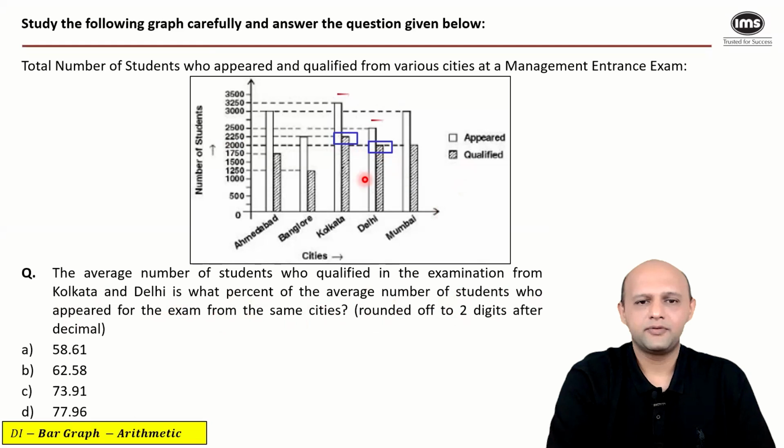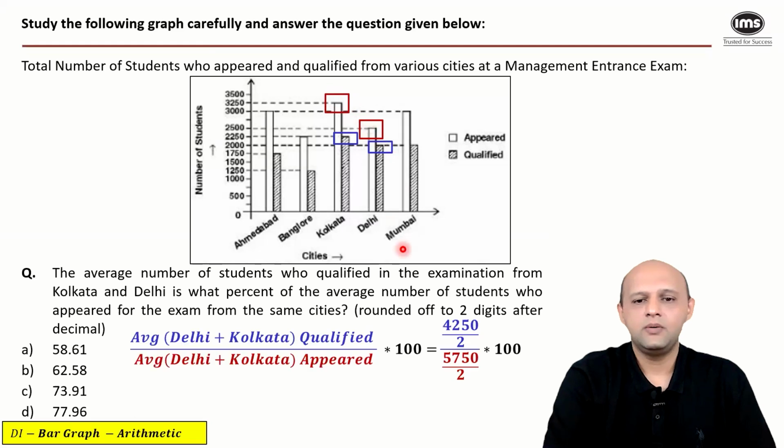And what is the number of students who have appeared? The number of students who have appeared is 3250 and 2500, which is how much? 5750. Now, 4250 upon 2 divided by 5750 upon 2, times 100. So that is what is asked.